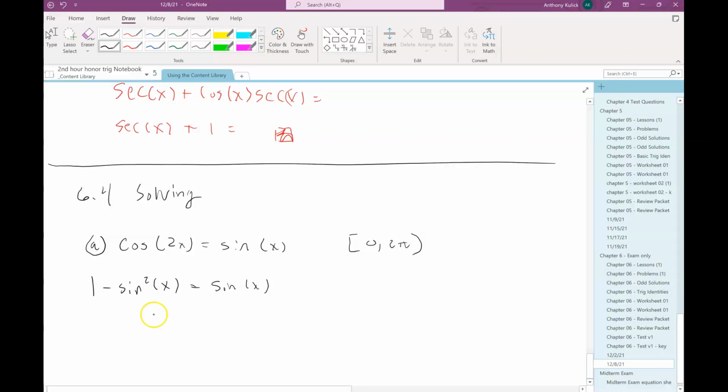Okay, so I'm going to just get everything onto one side. So I'm going to add the sine squared over and then subtract the 1 over. Everybody's okay with that? I put it onto the right-hand side so the leading coefficient would be positive, because it makes the factoring now simple.